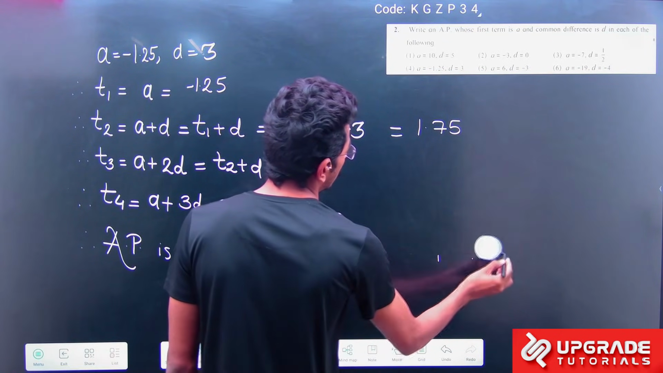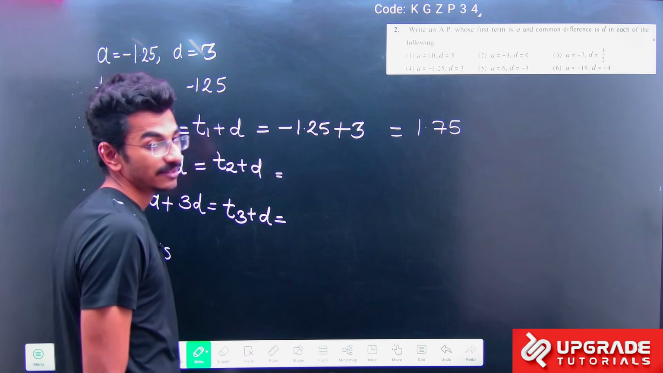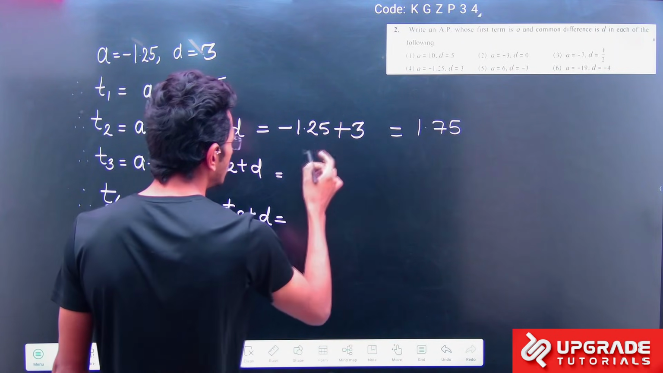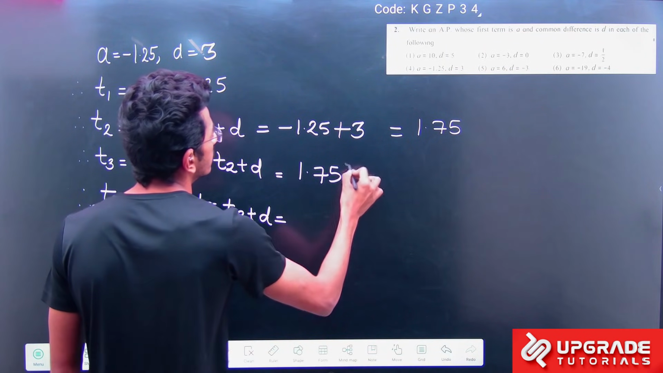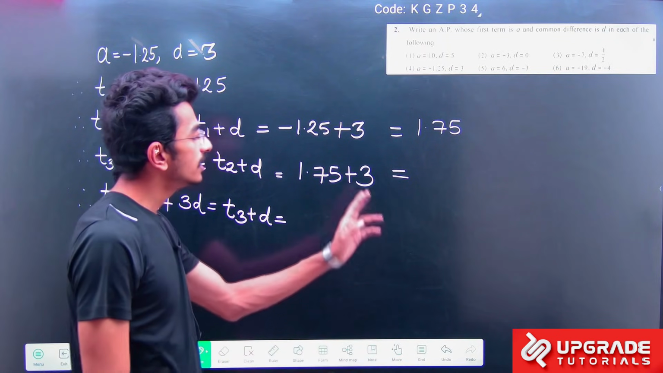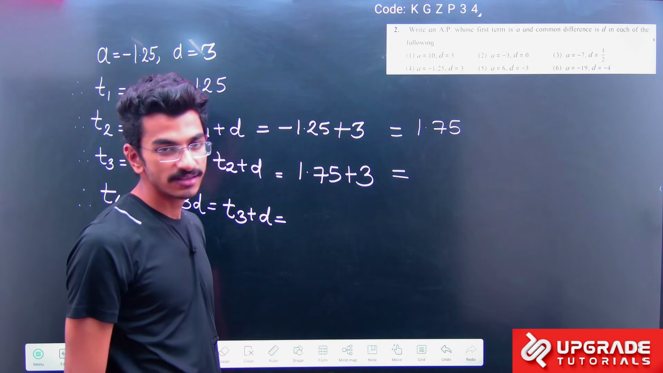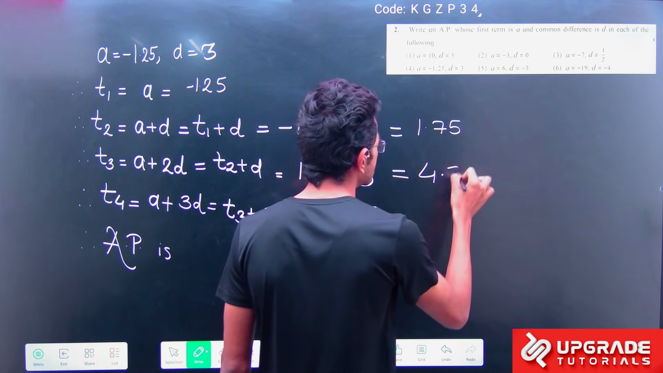Next, we will see what T3 is. Similarly, take T2 and just add D. What is it? 3 plus 1.75. It will be 3 plus 1 is 4.75.